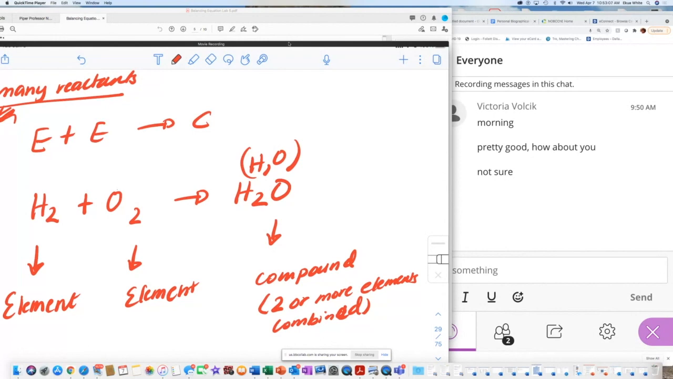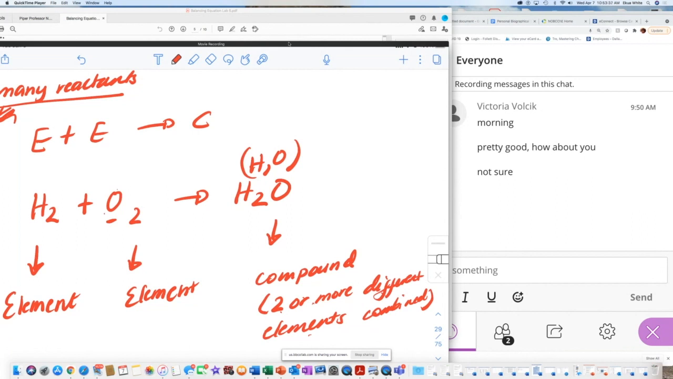Okay. Here, yeah, we have two elements, but it's two or more different elements, not just two or more elements, two or more different elements combined. Okay. So two or more different elements combined. The hydrogen and the oxygen are different elements.